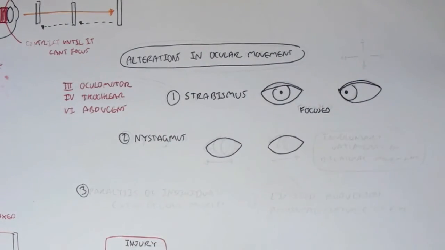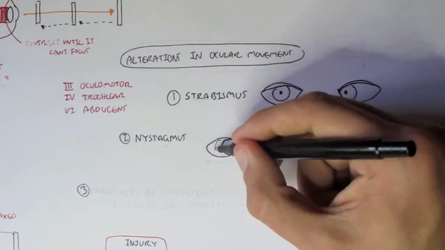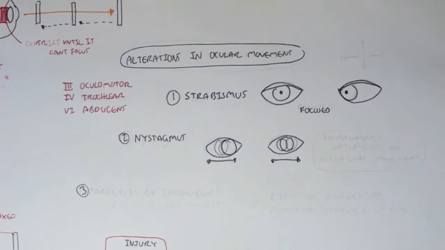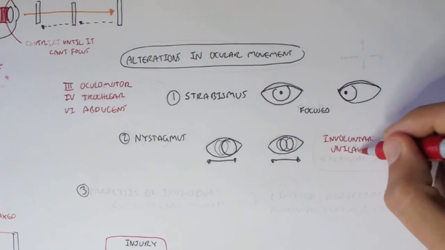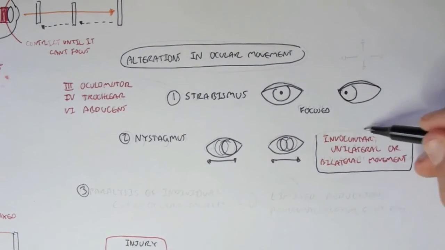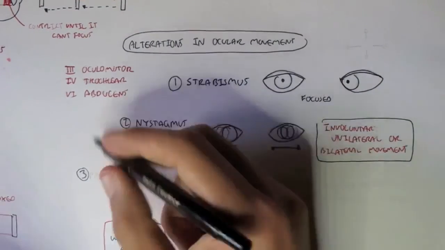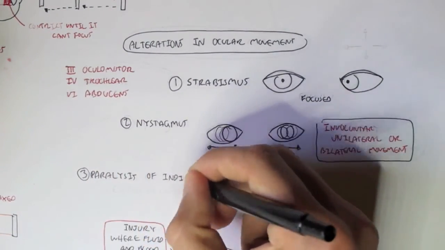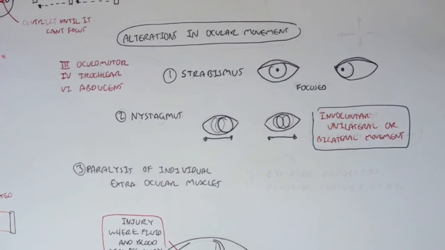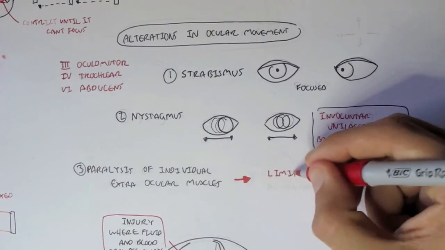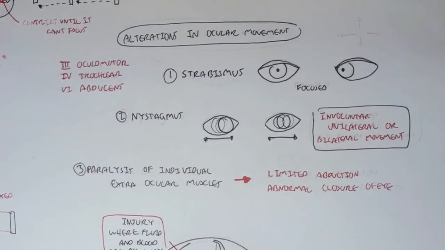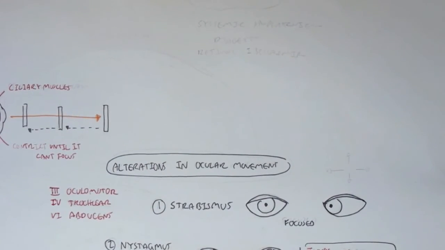Second condition that can occur is nystagmus, which is involuntary unilateral or bilateral movement, when your eyes basically shake from side to side, one of the eyes or both of the eyes. Involuntary movement. And the third condition can be paralysis of individual extraocular muscles, which each of these cranial nerves supply. Paralysis of the individual extraocular muscles can cause limited abduction, amongst many other things, and abnormal closure of the eye.